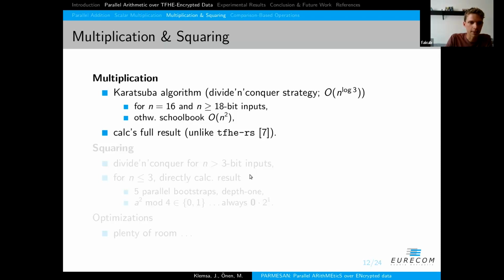In Parmesan, as opposed to TFHE-rs, we calculate the full result, meaning that, for example, if we input two 16-bit numbers, our result is 32-bit, whereas TFHE-rs trims the result to 16 bits only. It depends what behavior you expect. This is just the way we implement this.